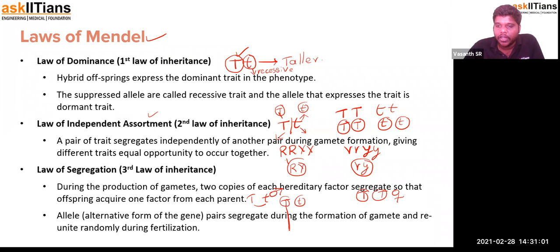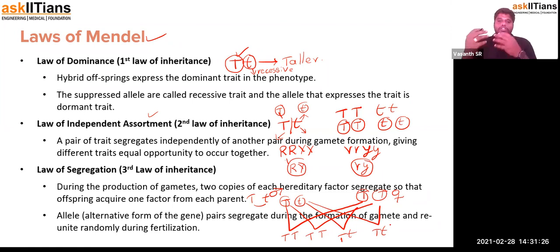So capital T will be fusing with one gamete of capital T from the female, forming a homozygous capital T. So if you see the gametes from both the parents, one from each is being accumulated. So this results in the segregation. No matter how much they are united, they are always segregated. So they get segregated during the process of gamete formation. This is what the law of segregation actually states.